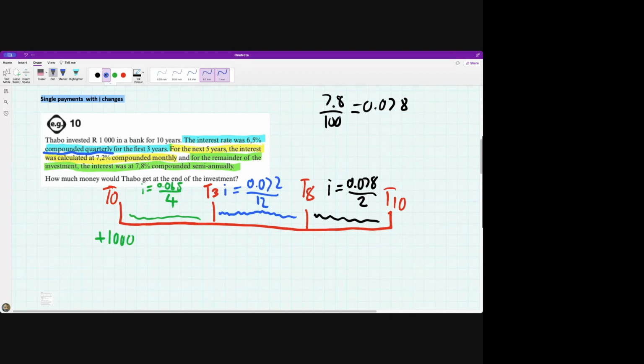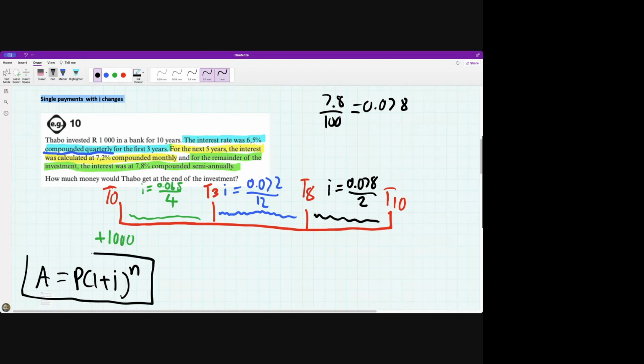Now, the growth formula that we are going to use for this is going to be A is equal to P(1 + i)^n, because this is a compound interest problem. Give me a thumbs up if you understand why we have to use that formula. Okay. I've lost some of you.